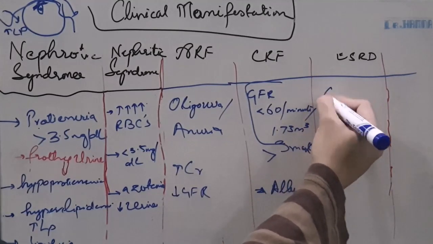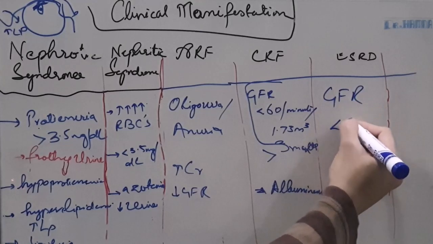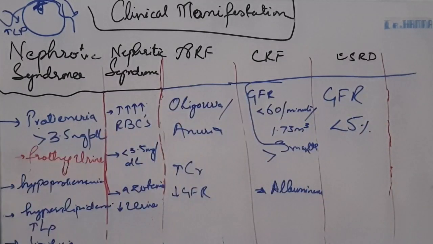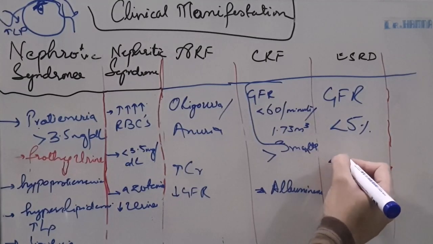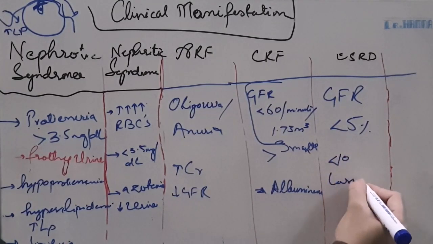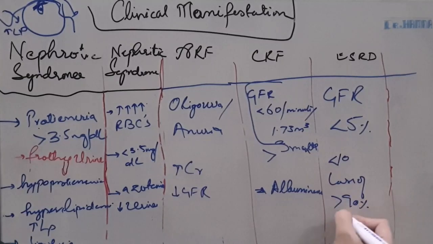End stage renal disease is when GFR is less than 5%. That is, kidneys are not working, more than 90% of the kidney function is lost. Then the patient is diagnosed as a case of end stage renal disease. And histologically, the diagnostic criteria is when there are less than 10% glomeruli present, or loss of more than 90% of glomeruli. So these are basically key clinical manifestations which happen whenever there is glomerular damage. That's all for now. Now we'll move towards post-streptococcal glomerulonephritis.